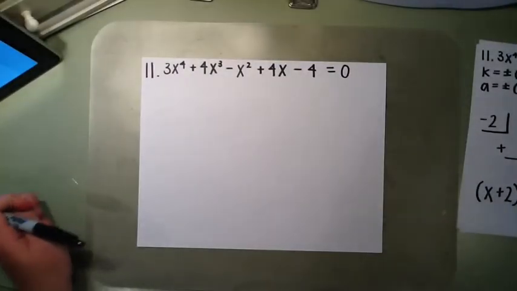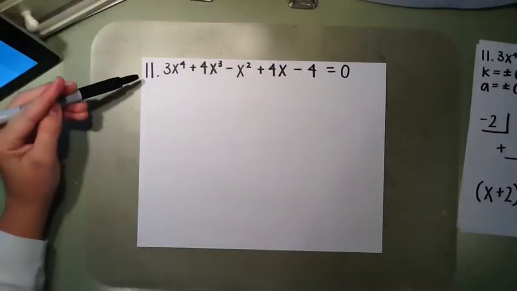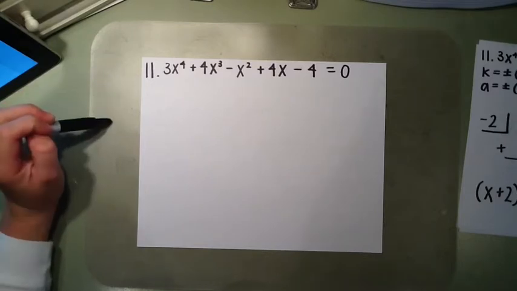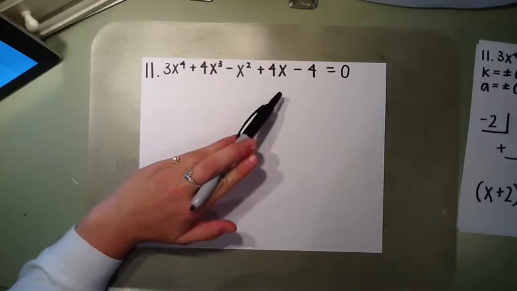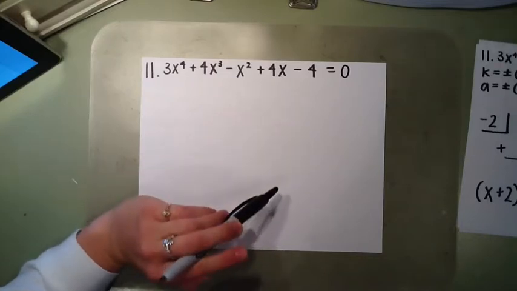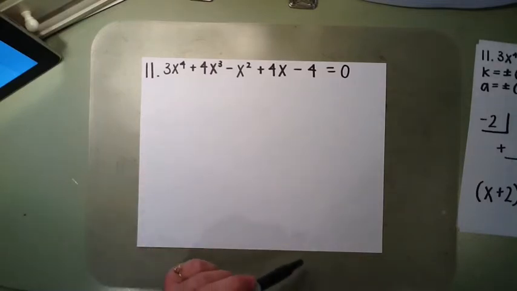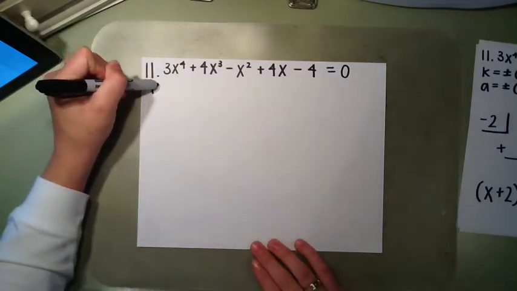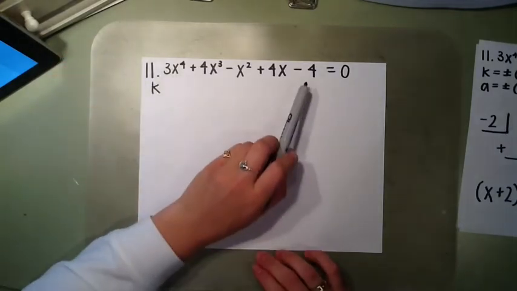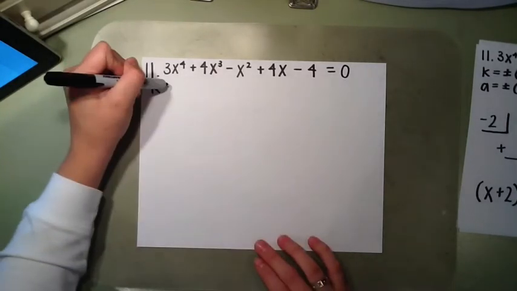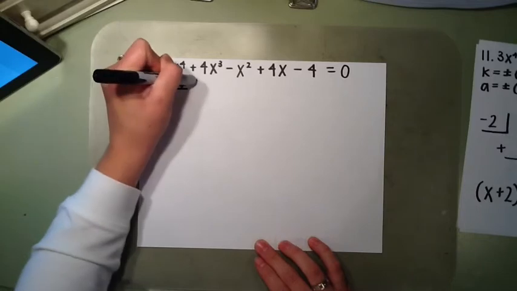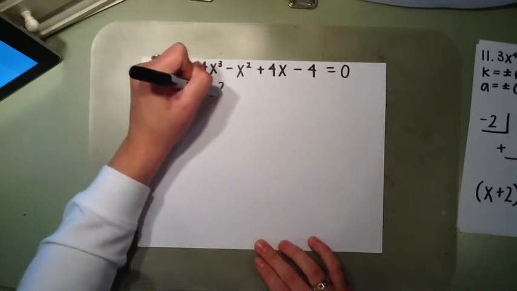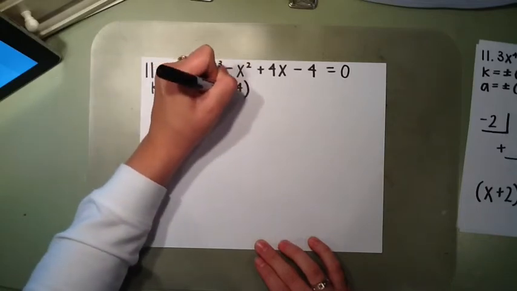So this is our equation for number 11. It's 3x to the fourth plus 4x to the third minus x squared plus 4x minus 4 is equal to 0. So the first thing we want to do is make a k over a list. So for the values of k, we need to look at -4. So all of the factors of -4 would be positive or negative 1, 2, or 4.